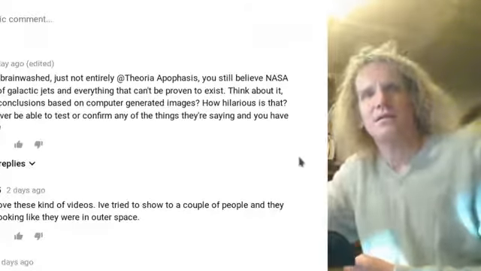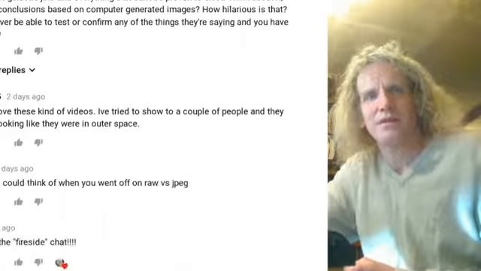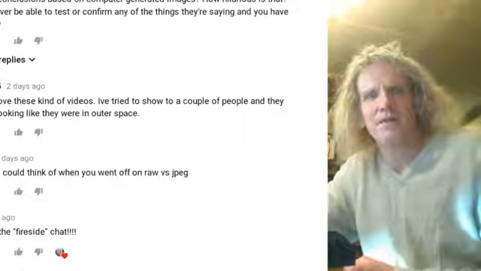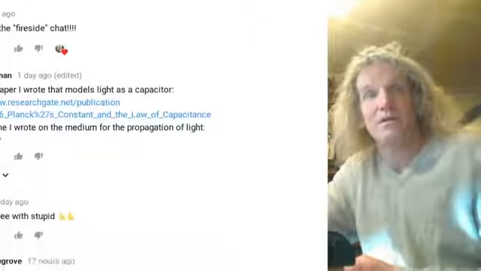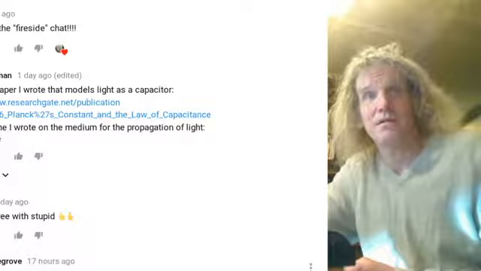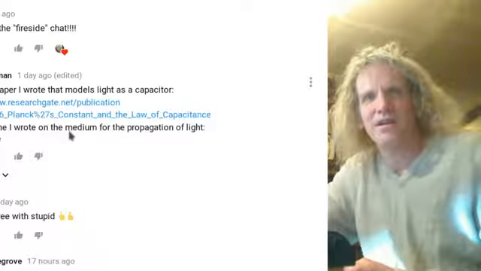I wish this mouse didn't do this. Let's see. Something that can't be proven to exist, though. So we're talking about galactic jets. Yeah, well, let's not play with that. Love these fireside chats. Here's a paper I wrote that models light as a capacitor. Oh, wonderful, it's Fractal Woman. She really is a sycophant for Ken. And this one I wrote on the medium for the propagation of light.